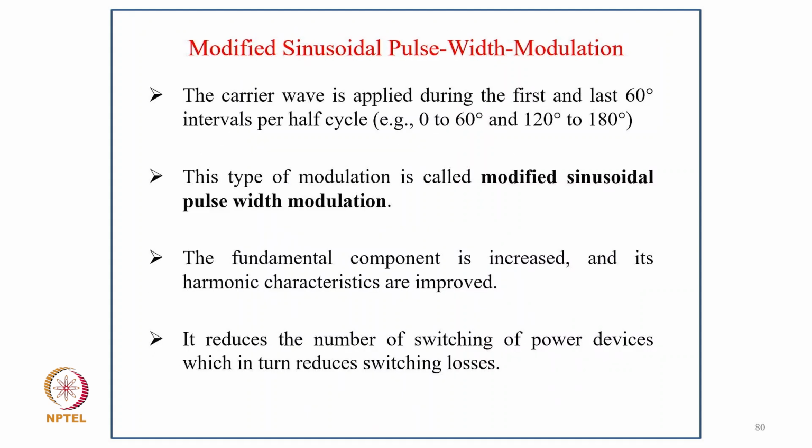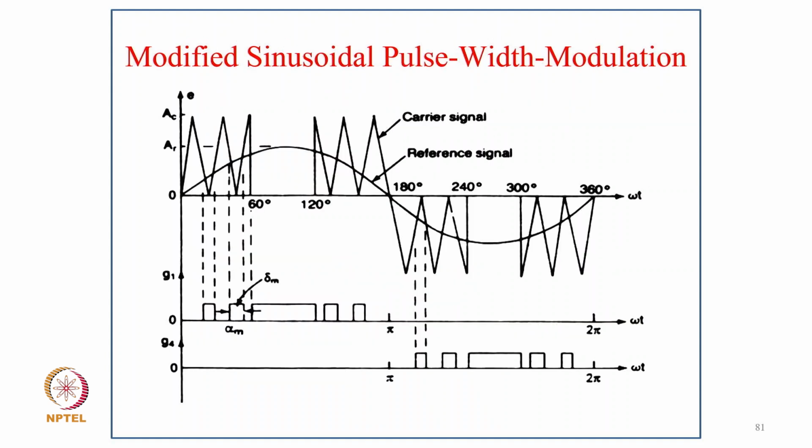So the carrier wave is applied during the first and last 60 degree interval per half cycle, that is 0 to 60 degrees and 120 to 180 degrees. This type of modulation is called modified sinusoidal pulse width modulation. The fundamental component is increased and its harmonic characteristics are improved, and it reduces the number of switchings of power devices, which in turn reduces the switching loss. And this is typically the modified sinusoidal pulse width modulation.